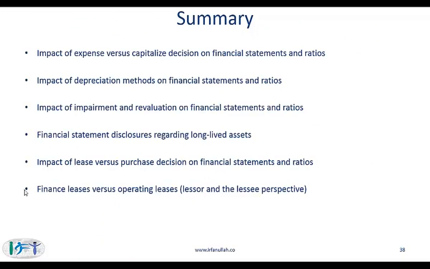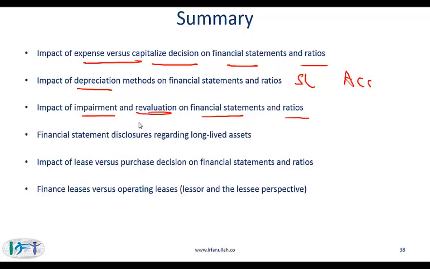We will now summarize this reading. As I mentioned before, this is largely a repeat of level 1, so it is fairly straightforward. You need to understand the impact of expensing versus capitalization, and specifically the impact on financial statement elements and ratios, the impact of depreciation, especially straight line depreciation versus accelerated depreciation, the impact on the asset numbers and then various ratios, as well as income statement impact. Then the impact of impairment and revaluation on financial statements and ratios.